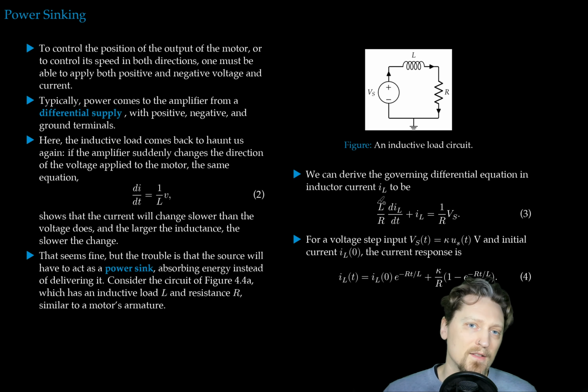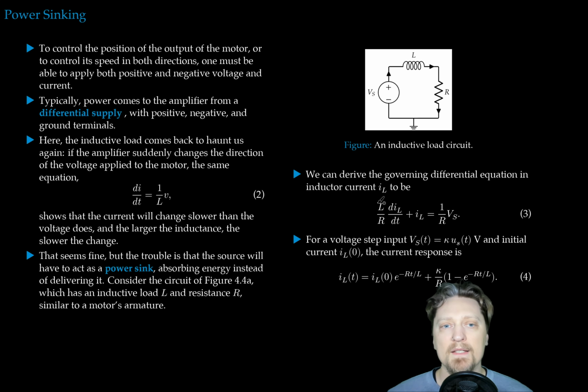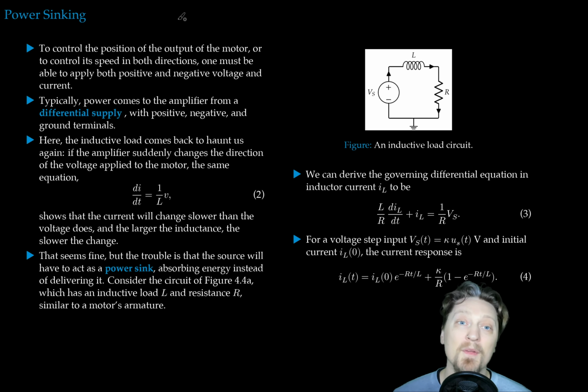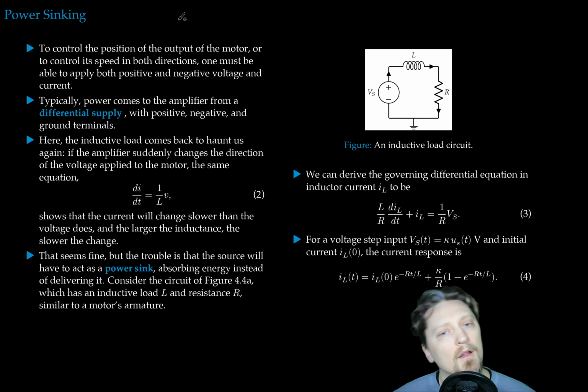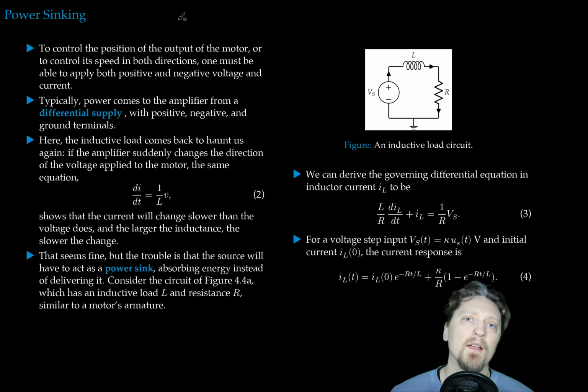Power sinking, the second complication when driving motors. To control the position of the output of the motor or to control its speed in both directions, one must be able to apply both positive and negative voltage and current. Typically, power comes to the amplifier from a differential supply with positive, negative, and ground terminals.